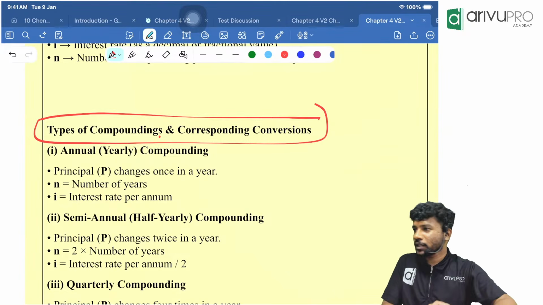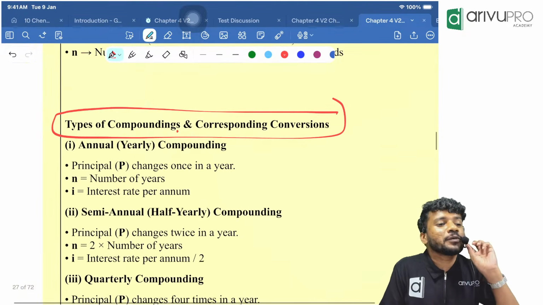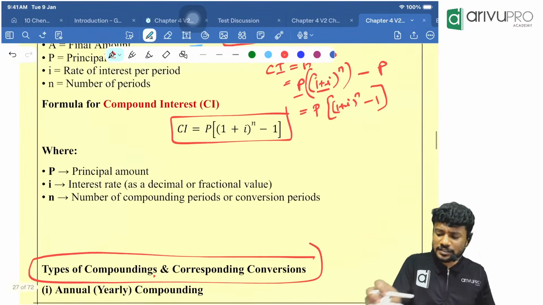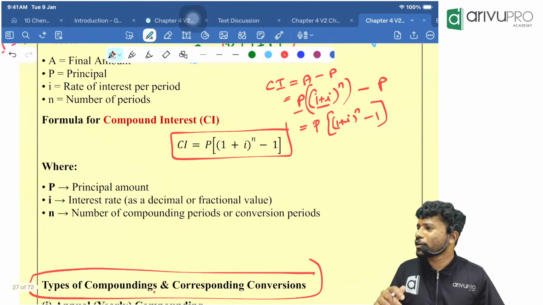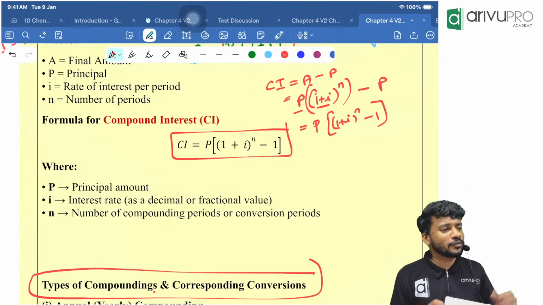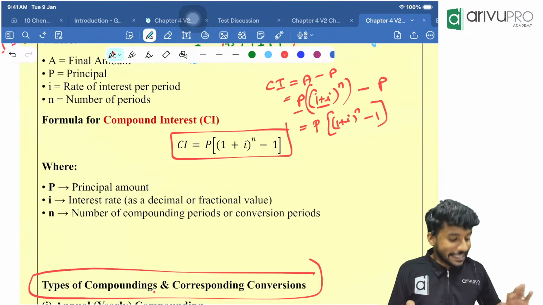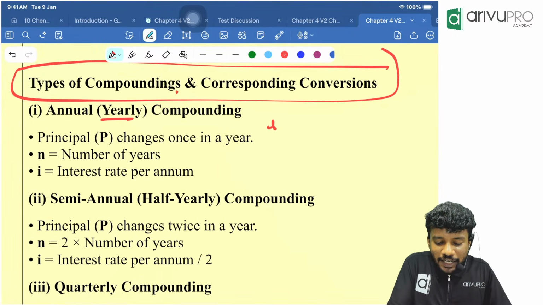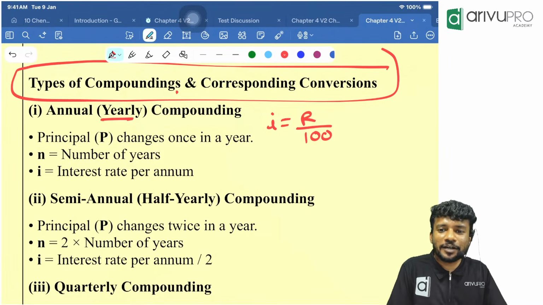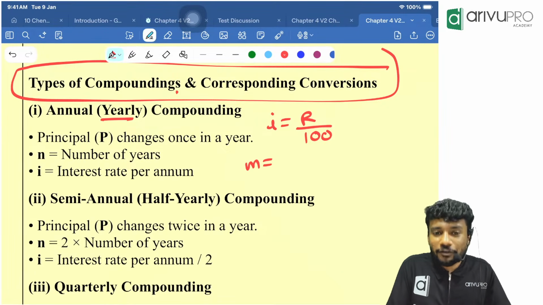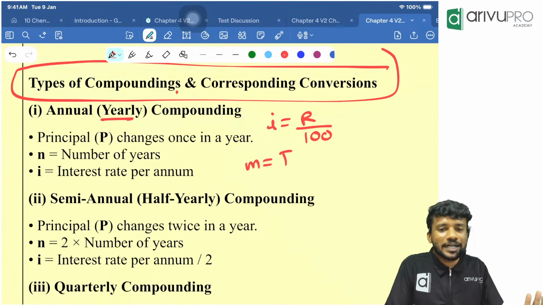Yes. Let's go. First one is annual compounding. Sometimes they will give us the rate of interest in the question. They will say the rate of interest is R percentage, then number of years T is equal to 4 years or whatever is given. Whenever it is annual compounding or yearly compounding, our I is nothing but R divided by 100. The rate percentage divided by 100 will give me the decimal value. Then N, or the number of periods, is nothing but the number of years itself.